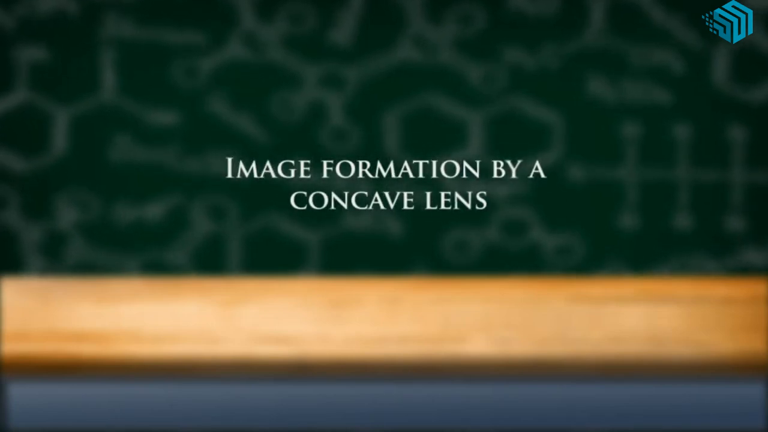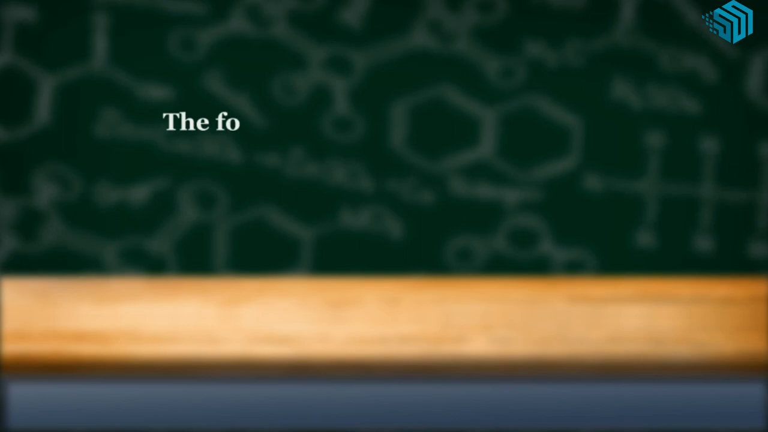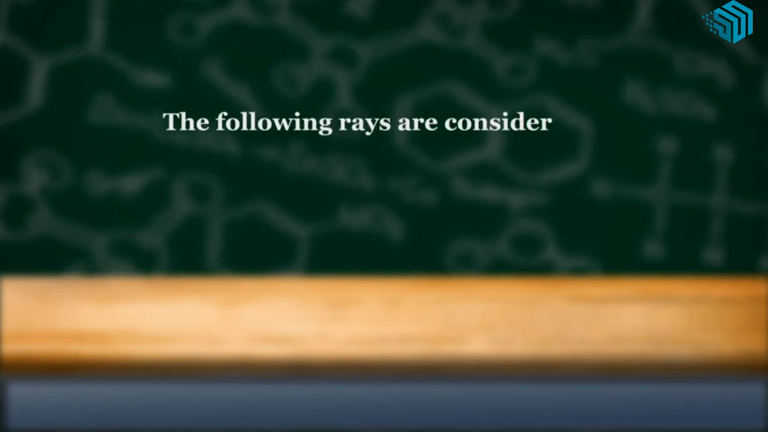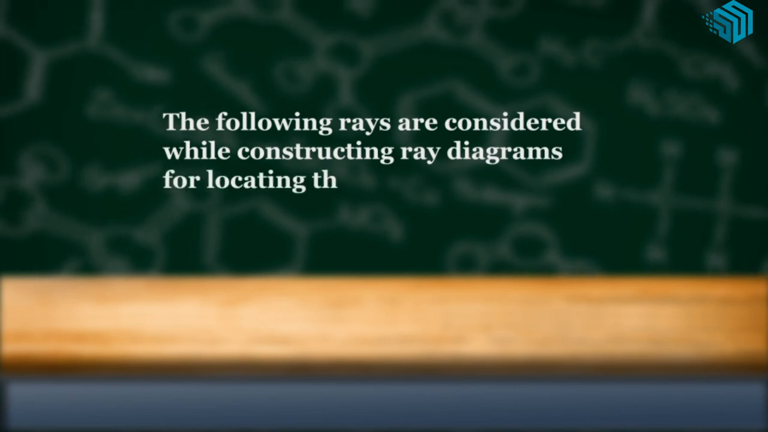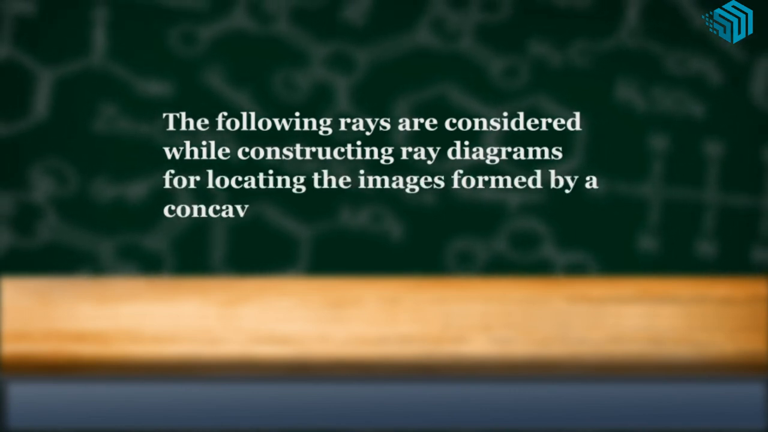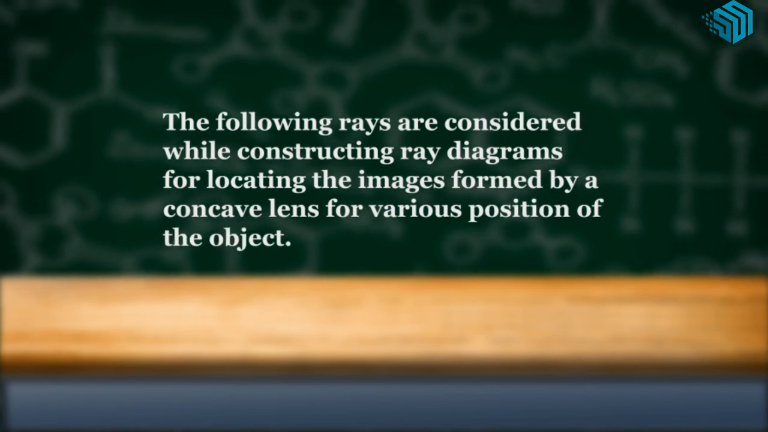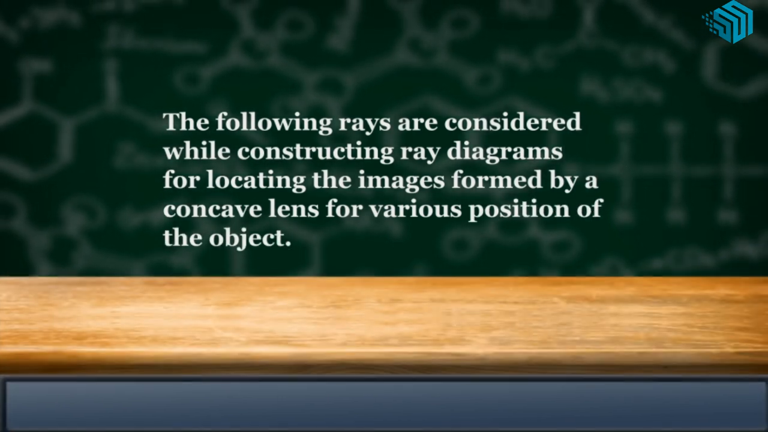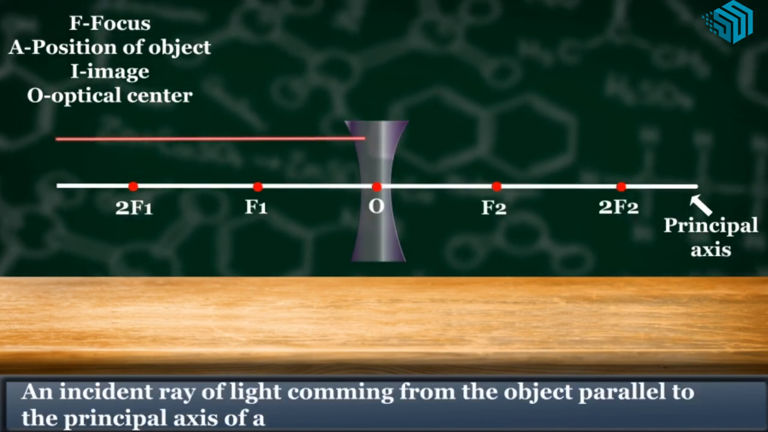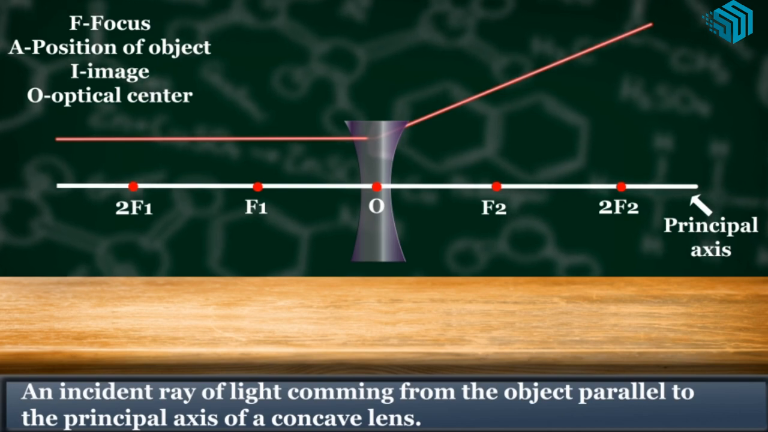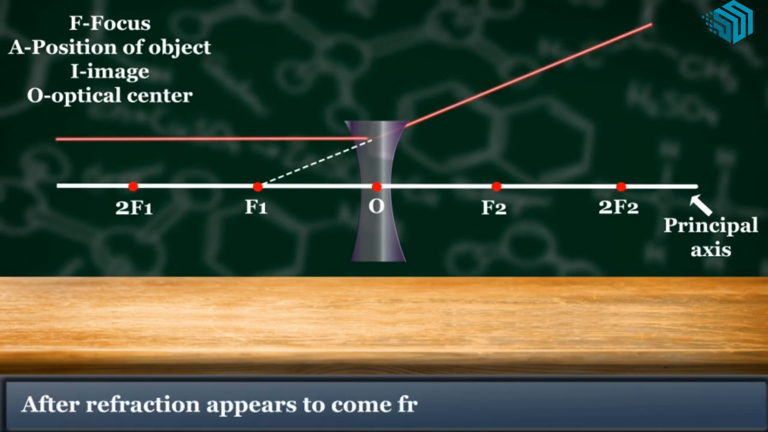Let us learn about image formation by concave lens. The following rays are considered while constructing ray diagrams for locating the images formed by a concave lens for the various positions of the object. An incident ray of light coming from the object parallel to the principal axis of a concave lens after refraction appears to come from its focus.